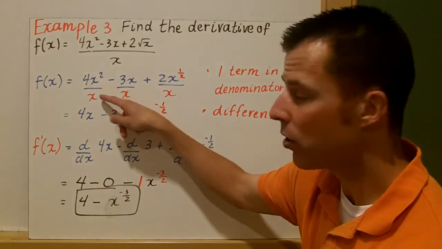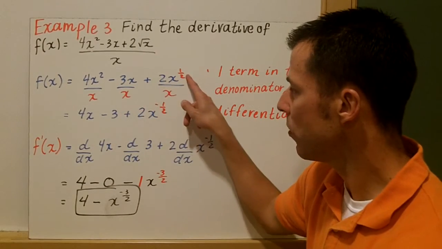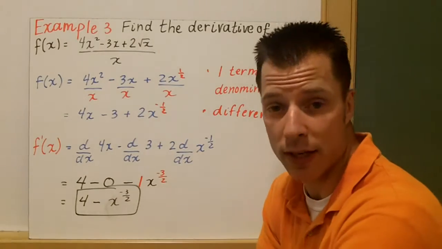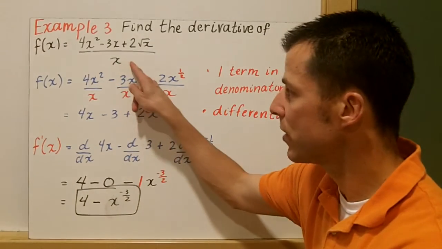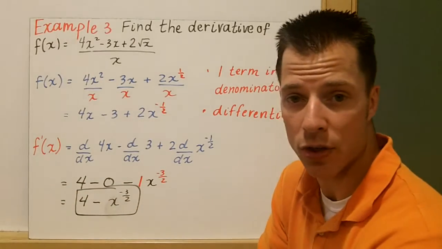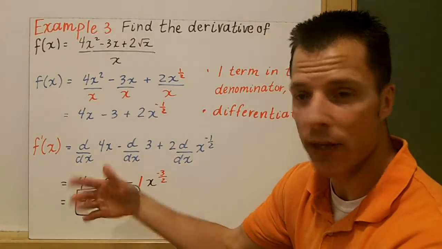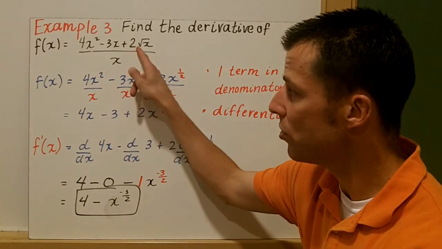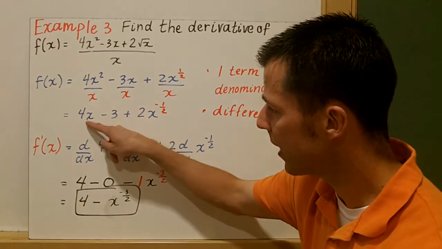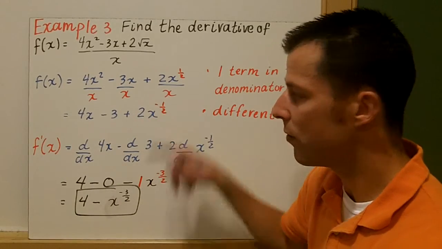So we have 4x squared over x minus 3x over x plus 2x to the 1/2 divided by x. It's a single term in the denominator, so I can do that. So if this was x plus 4, this would not apply. We'd have to use another method called the quotient rule. But since this is a single term, let's see what we get by dividing each of the terms of the numerator divided by the denominator. So when I simplify, I get 4x minus 3 plus 2x to the negative 1/2.